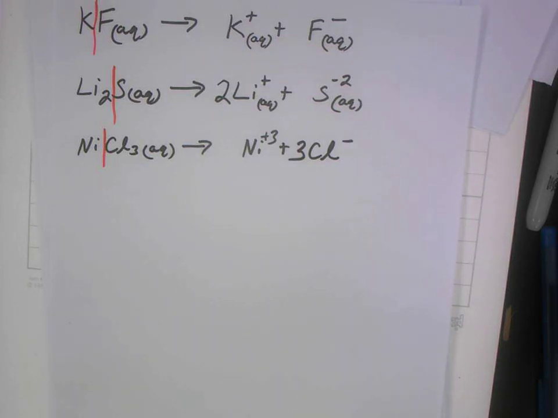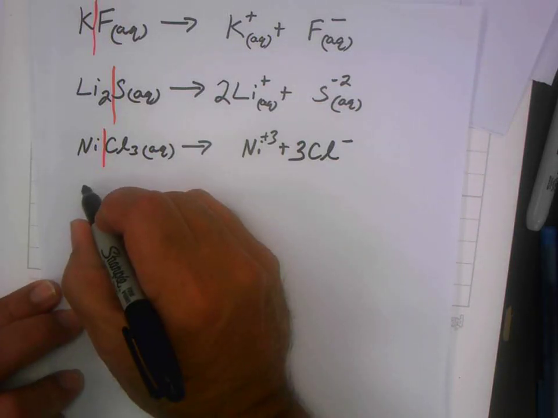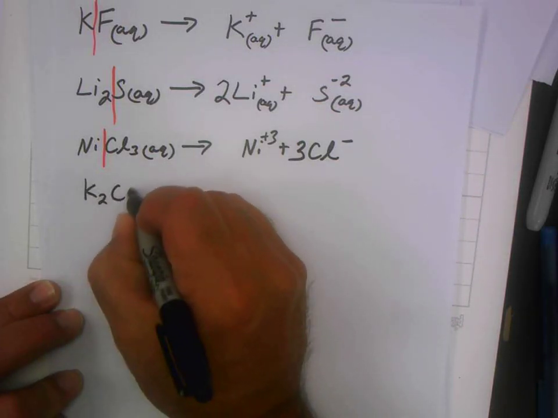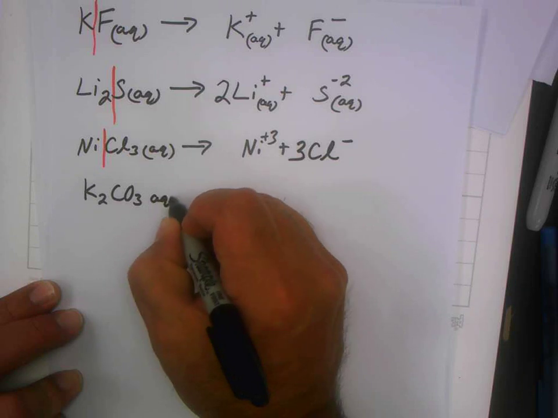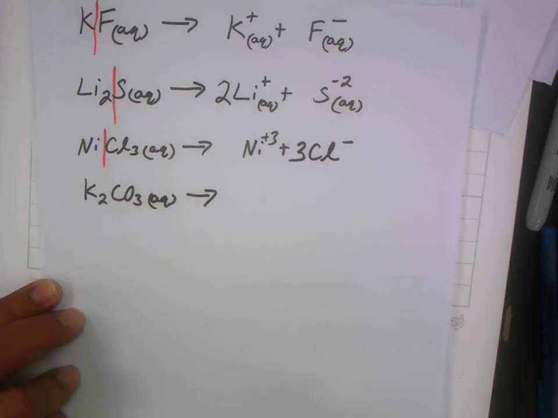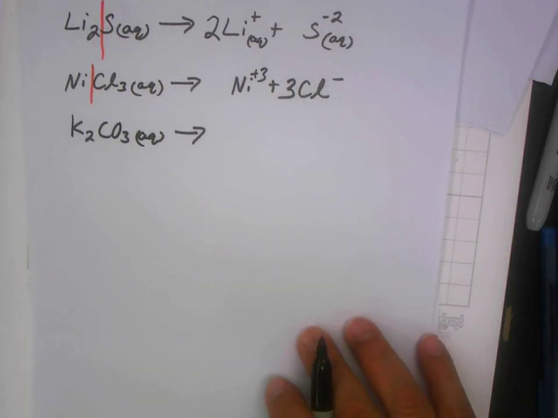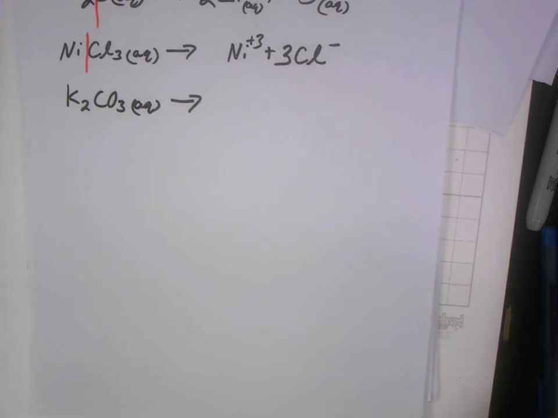All right, let's get to some more fun stuff. All right. K2CO3, aqueous. When it's K2CO3, what are the ions? Let me move this up a little bit here. How many elements in this one? Elements? 3, right? There's potassium, there's carbon, and there's oxygen. But there's only 2 ions, so where do we break this apart?